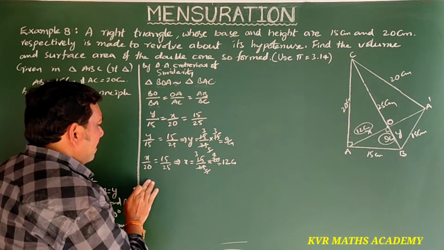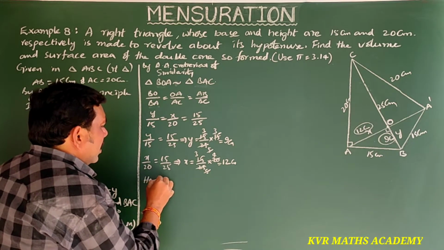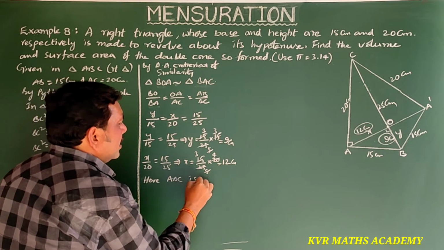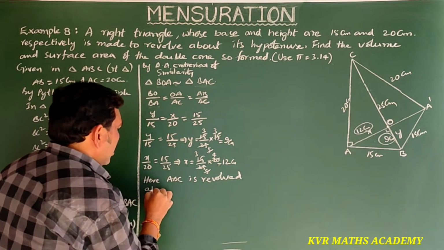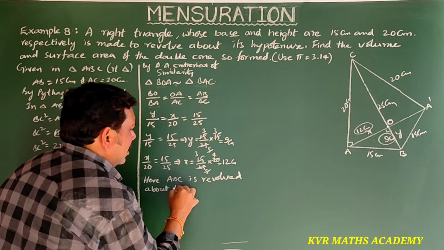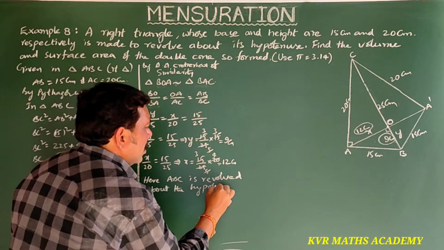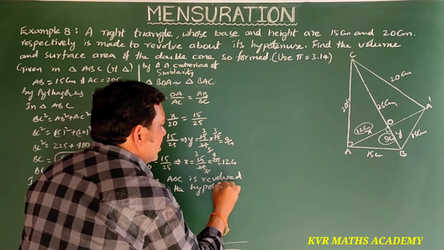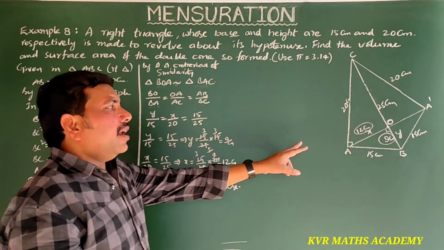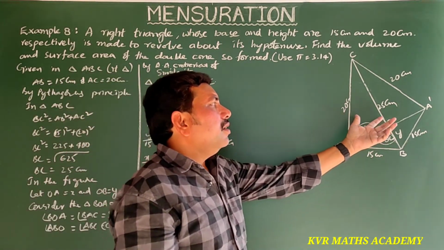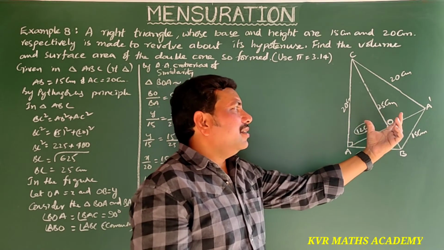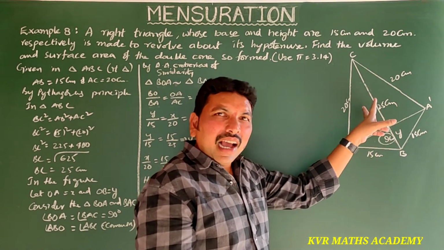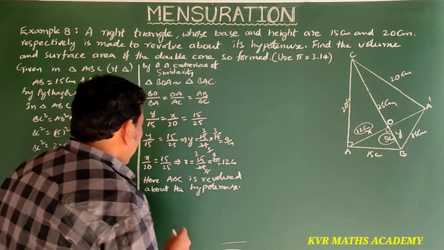Okay, here ABC is revolved about the hypotenuse, right? So revolved about the hypotenuse, a double cone has formed, as shown in the figure. Double cone has formed as shown in the figure, right? Yes.